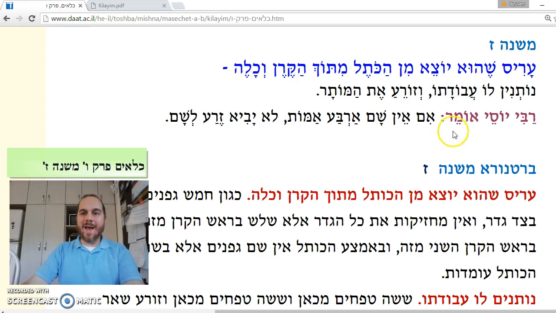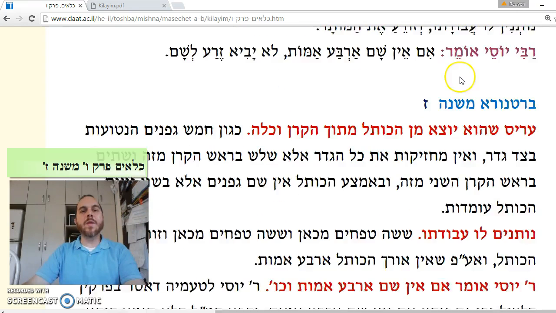Okay, so now the Mishnah says, what if I have an Aris shu yotzei min hakotel mitoch hakeren vekale? The Aris emanates from the wall, from the keren, i.e. the corner, vekale, and then it dissipates and it stops. Says the Mishnah, notnim lo avodato v'zarei tamota. You give it its avodato, the amount of space that it requires in order to work on the vine, and then you plant the rest.